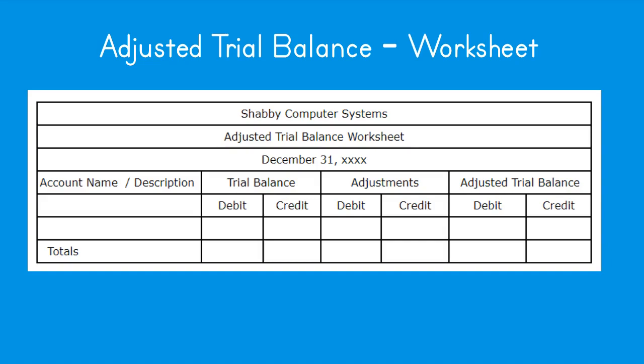Adjustments column with debit and credit columns. The debit and credit amounts entered in these columns are obtained from a review of your business activities to determine if any transactions have not been accounted for. Adjusted Trial Balance column with debit and credit columns. This column is calculated by taking the balance in the trial balance column and adding or subtracting the debit and or credit adjustments in the adjustments column to arrive at the adjusted trial balance amount.